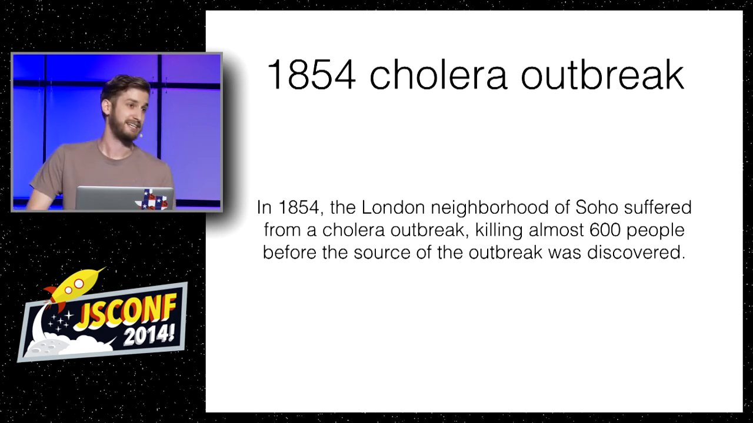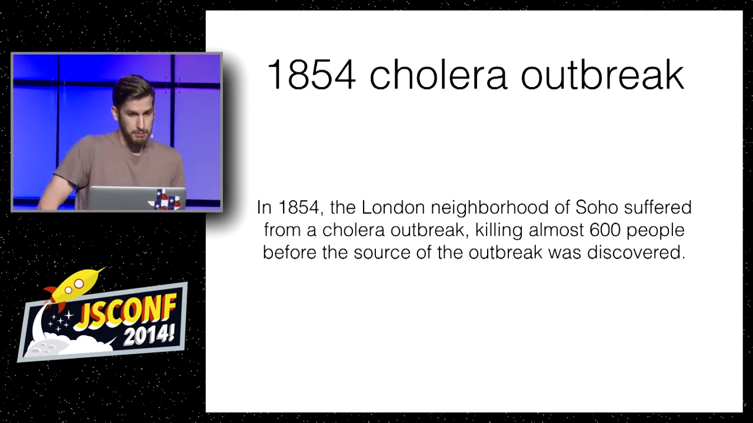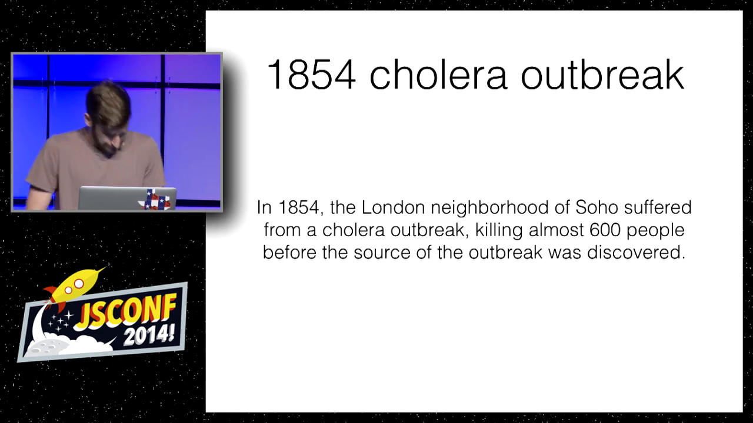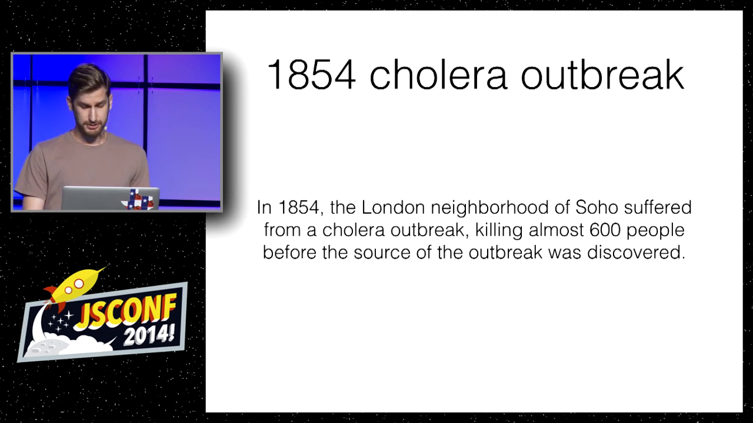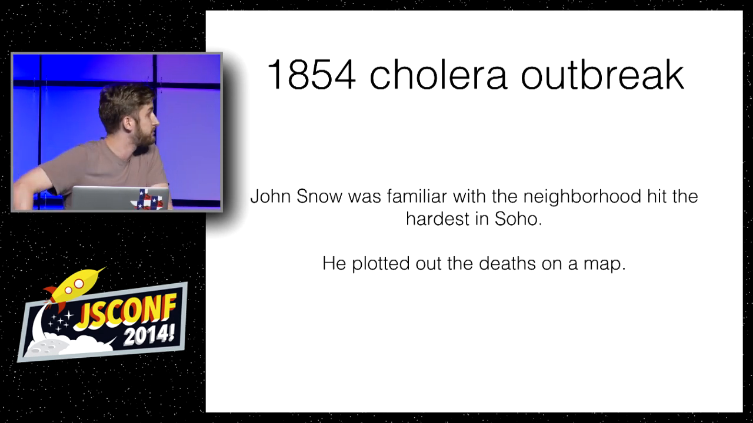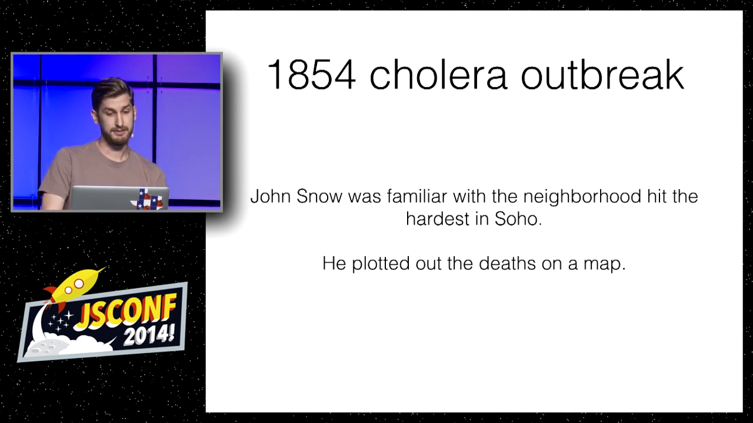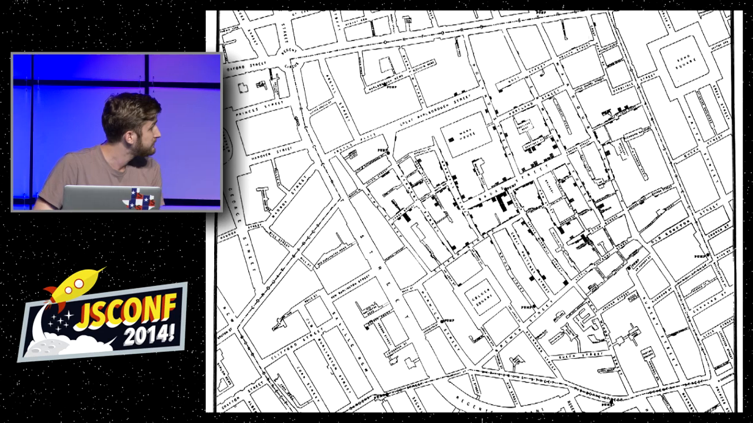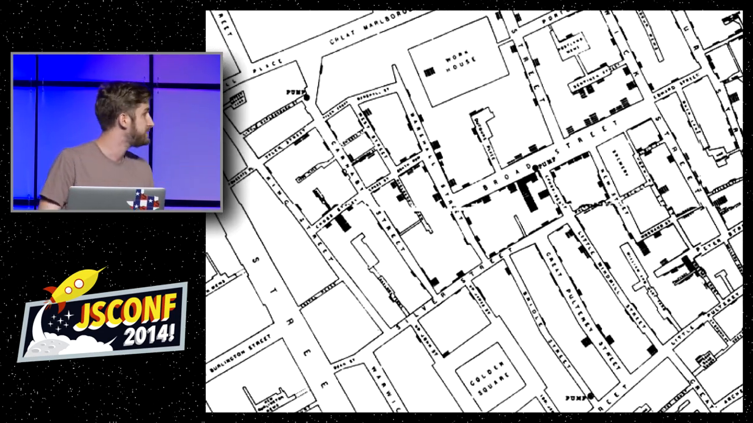In 1854, there was a cholera outbreak, and there are a lot of cholera outbreaks in London. In particular, there's an outbreak in Soho that was hit really hard. Over 600 people had died before the source was discovered. John Snow was very familiar with the neighborhood, so he decided to plot the deaths out on a map. And this is John Snow's actual map of Soho, and you can see the deaths are these black tick marks coming out of each of the residences.